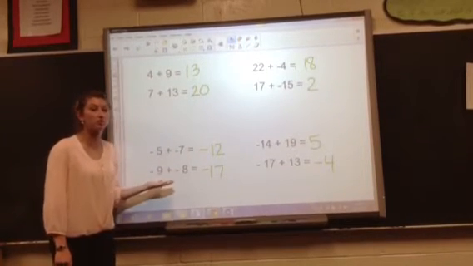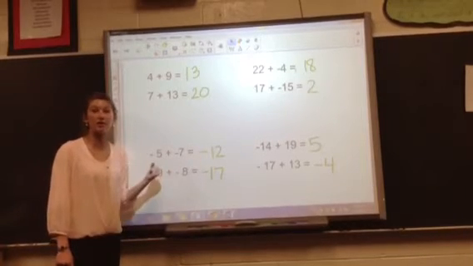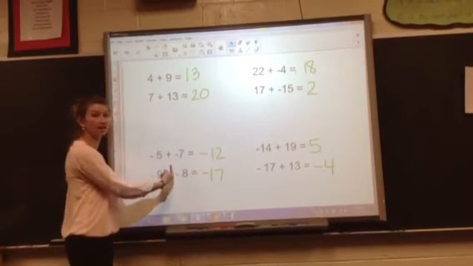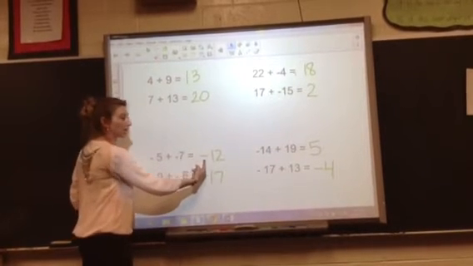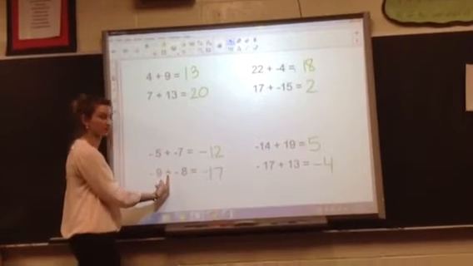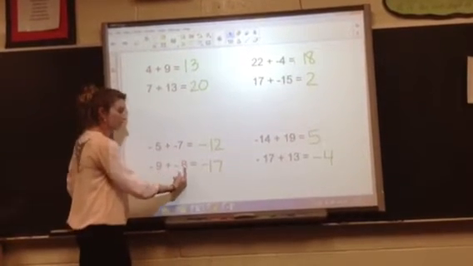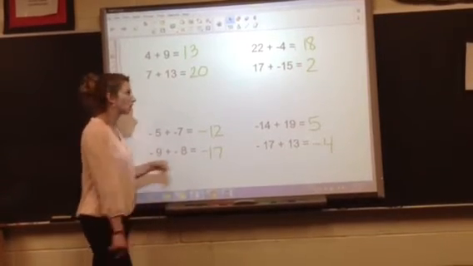Down here, we still have the rule of same signs, and we keep the sign that we already have. But here we have a negative plus a negative. Negative 5 plus negative 7, we get negative 12. Down here, we have negative 9 plus negative 8. 9 plus 8 is 17, but we keep the sign, so it's negative 17.